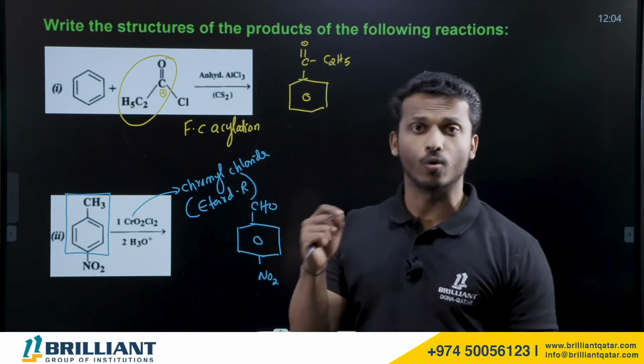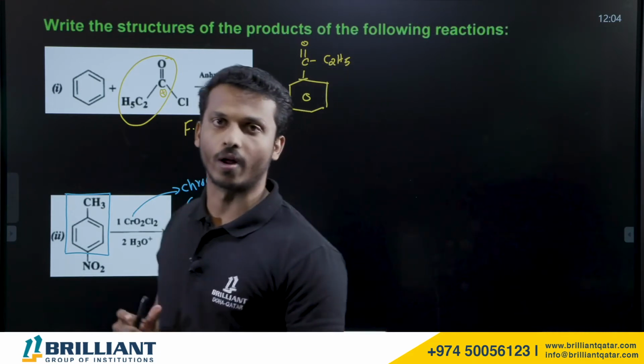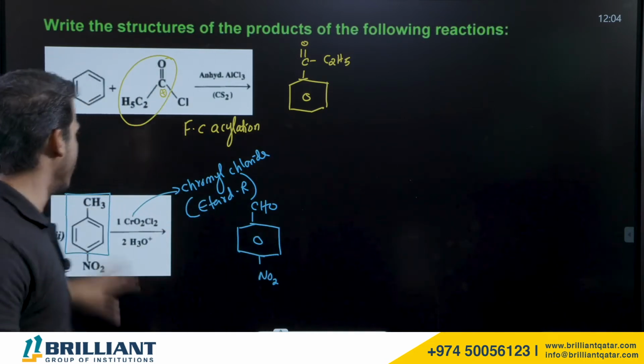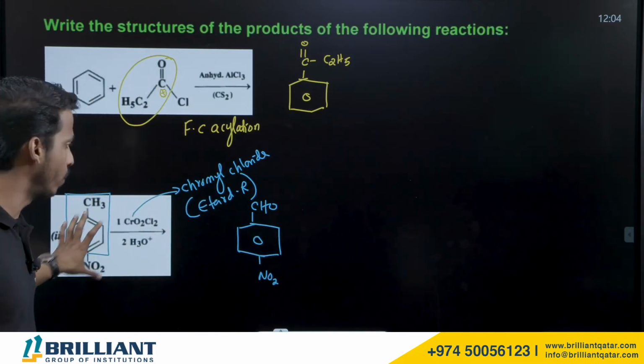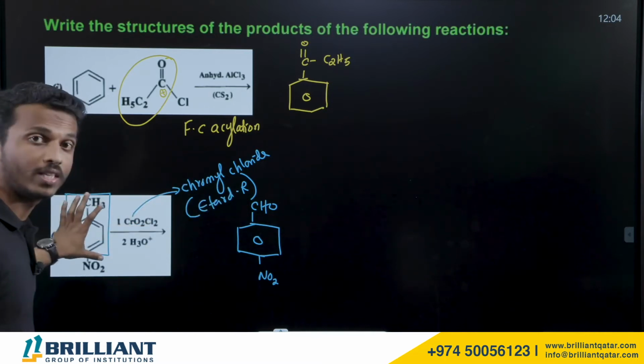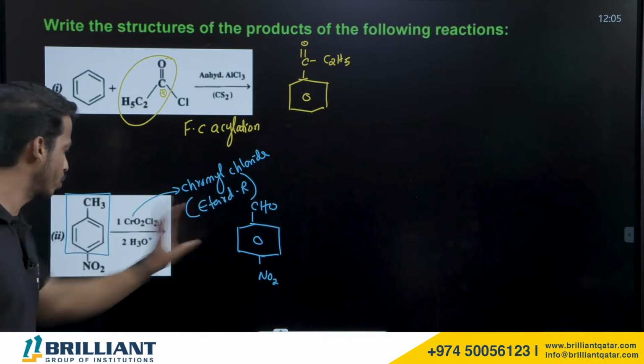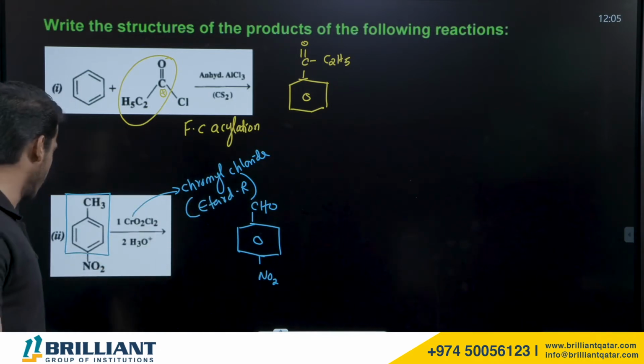Okay, CrO2Cl2 is called chromyl chloride. It is used in the Etard reaction. During the Etard reaction, toluene is converted to which one? Benzaldehyde. Okay, so I made CH3 into CHO, no change for NO2. Next one.